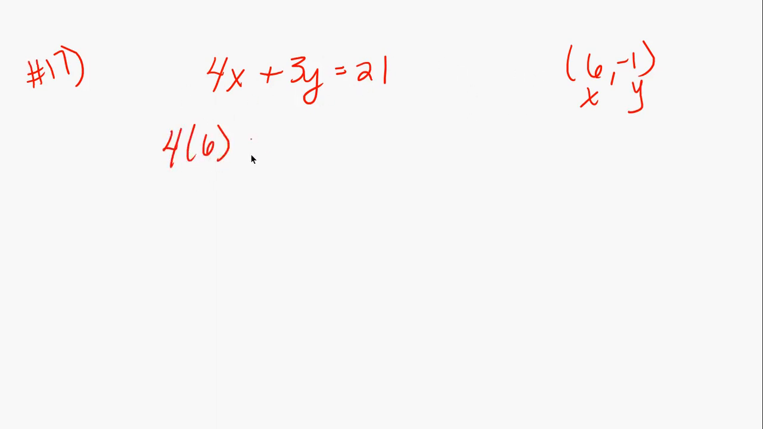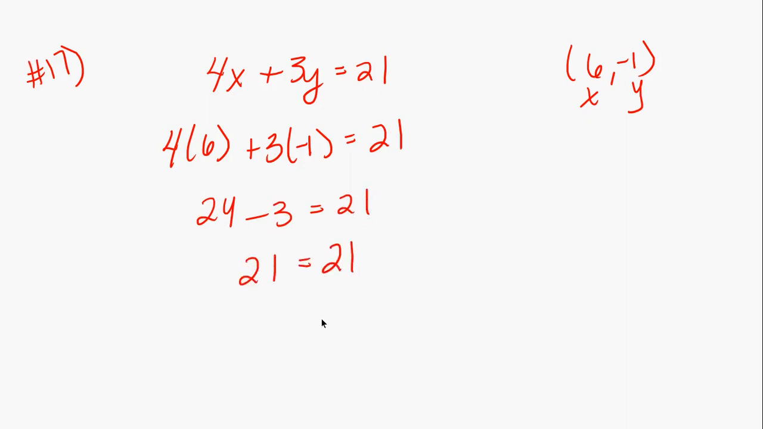So we've got 4 times 6 plus 3 times -1. 4 times 6 is 24. Positive 3 times -1 is -3. 24 minus 3 is 21. So is this a solution? You would say yes, because the two sides are equal.